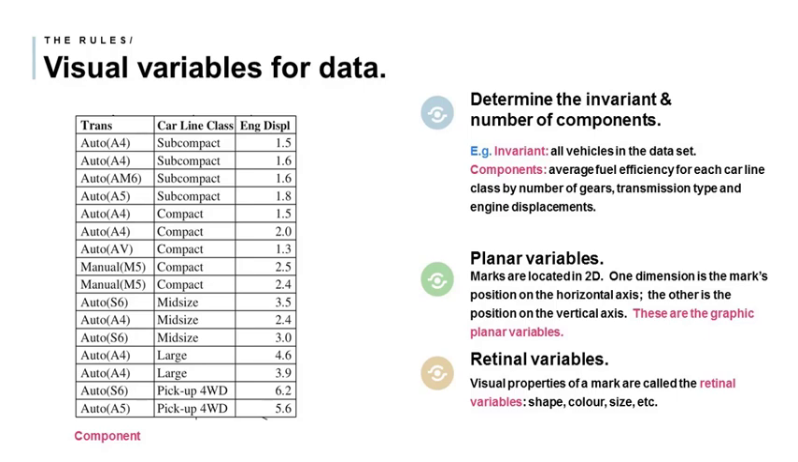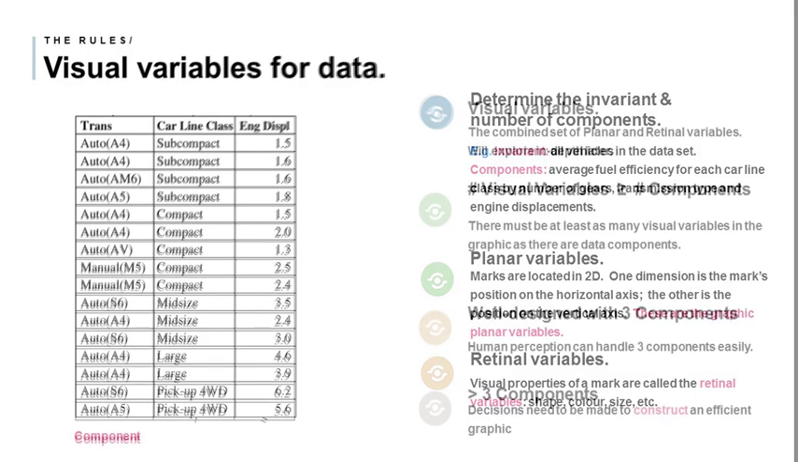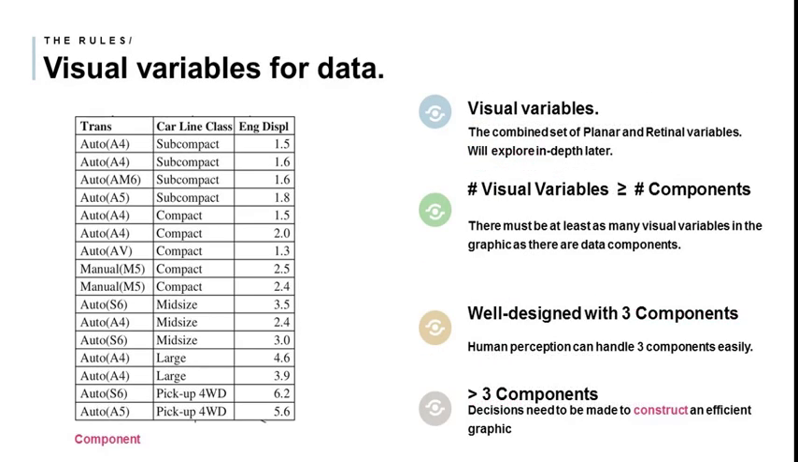The components are then rendered via the retinal variables, or the visual properties of the mark, including color, shape, texture, and size. We will go into some detail regarding the retinal variables in the next concept video. The planar and retinal variables together form the visual variables.